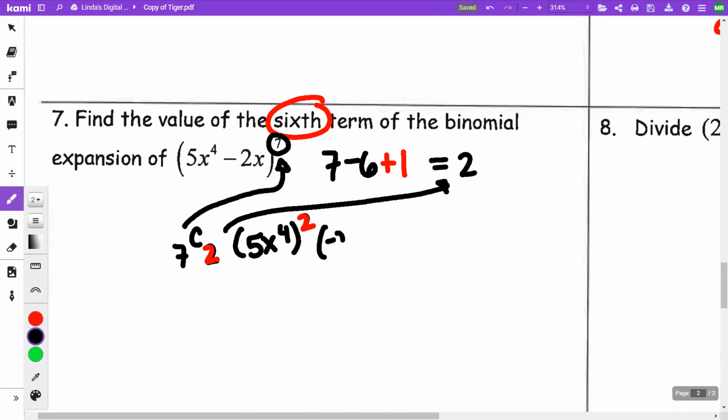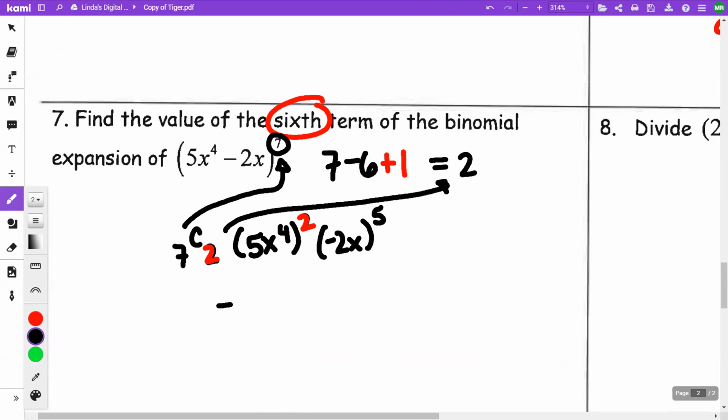And times -2x. And that's going to be raised to the power 5 because the 2 and the 5 add to 7. And then I'm going to put that into my calculator. So 7 choose 2 times basically 5 squared times -2 to the 5th.